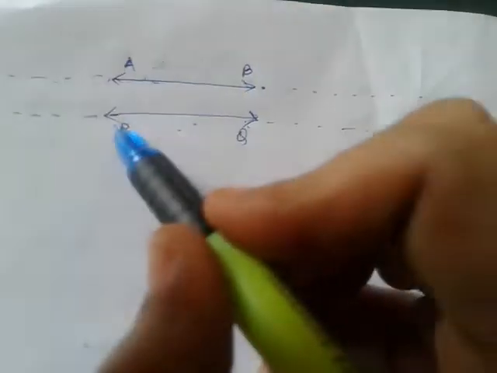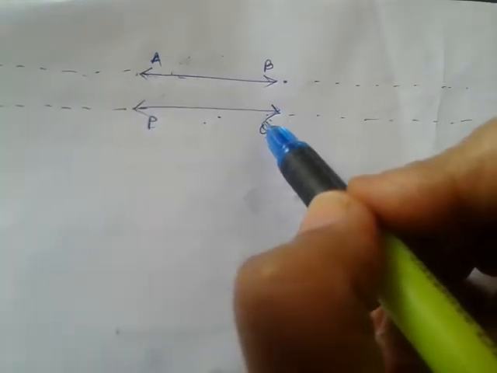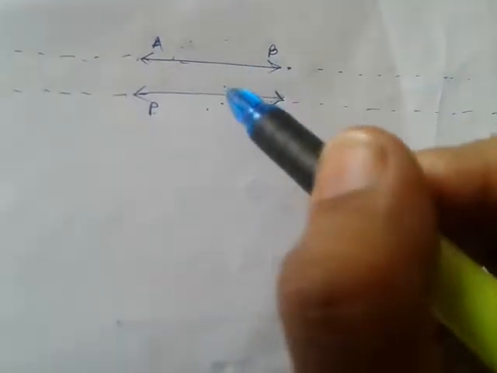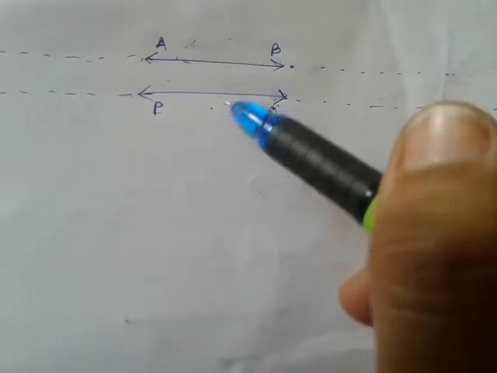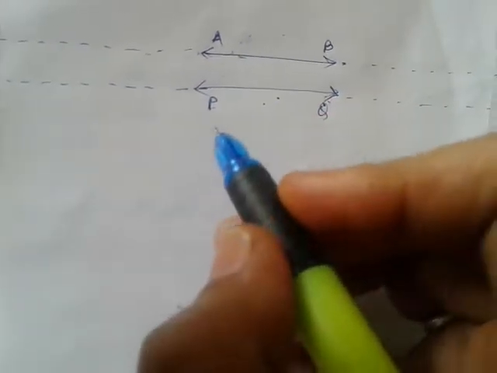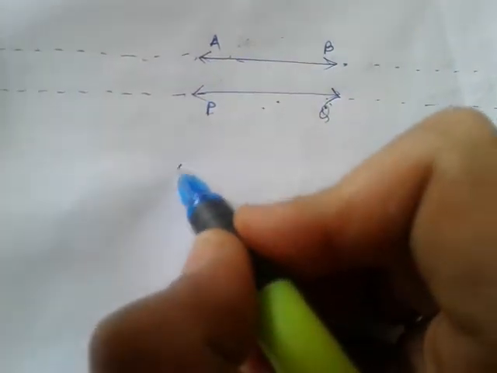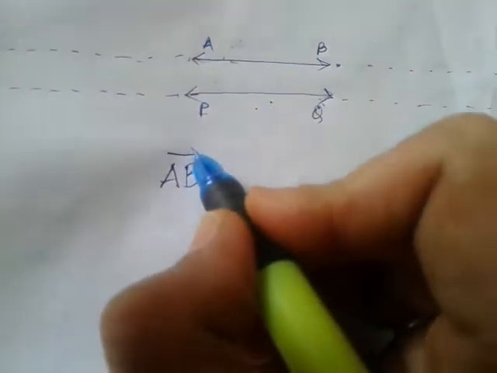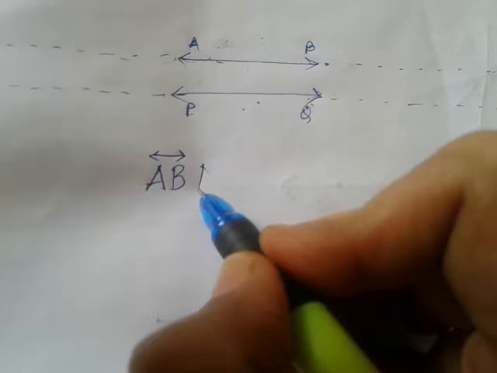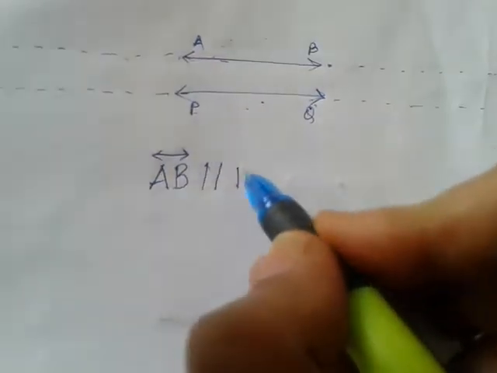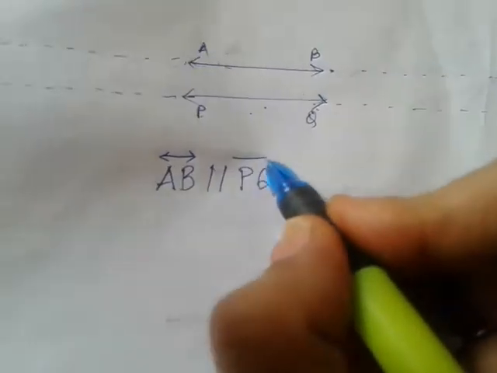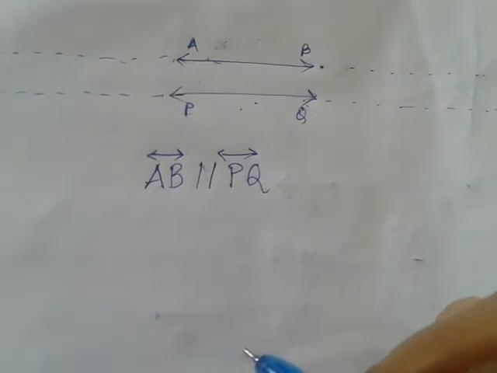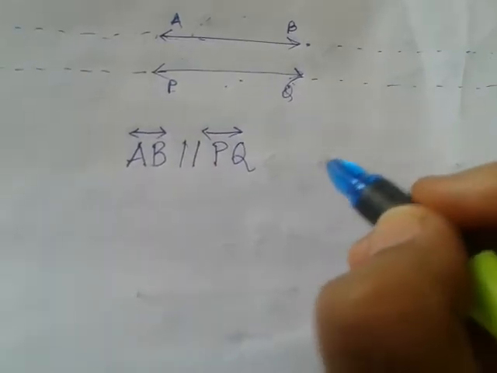See, both sides, both the directions, arrows are there. So we say that these lines are parallel. So how to write parallel? Line AB is parallel to line PQ. This is the way to represent parallel lines.